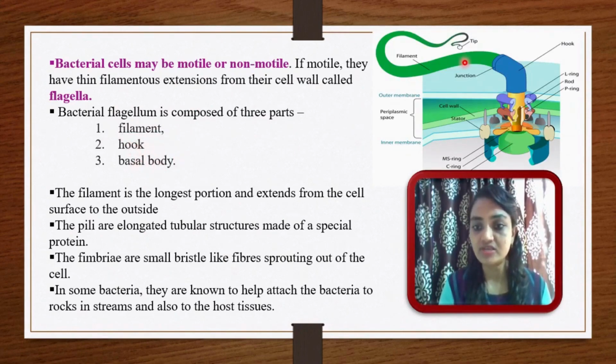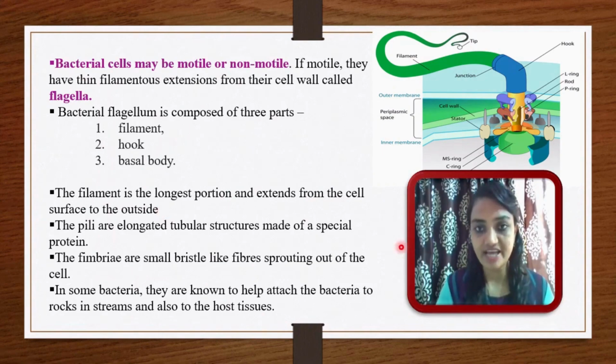So here in the diagram, this greenish tail-like structure is the filament. Then this bluish part is the hook region. Then all the other parts, that is the L ring, P ring and so on, are called the basal body. So the flagellum is made up of three parts: filament, hook and basal body. The filament is the longest portion and extends from the cell surface to the outside.